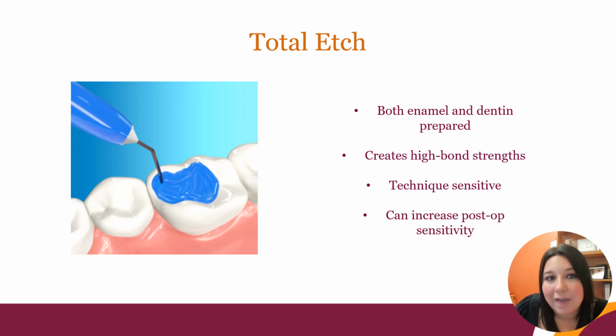So, types of etching. Etching is very technique sensitive, and there are 3 different methods that we will typically use. Number 1, total etch. This is when both the enamel and the dentin are prepared at the same time. It does create high bond strengths, it is very technique sensitive, and it also can increase post-op sensitivity because you're applying a lot of etch to all parts of the tooth.